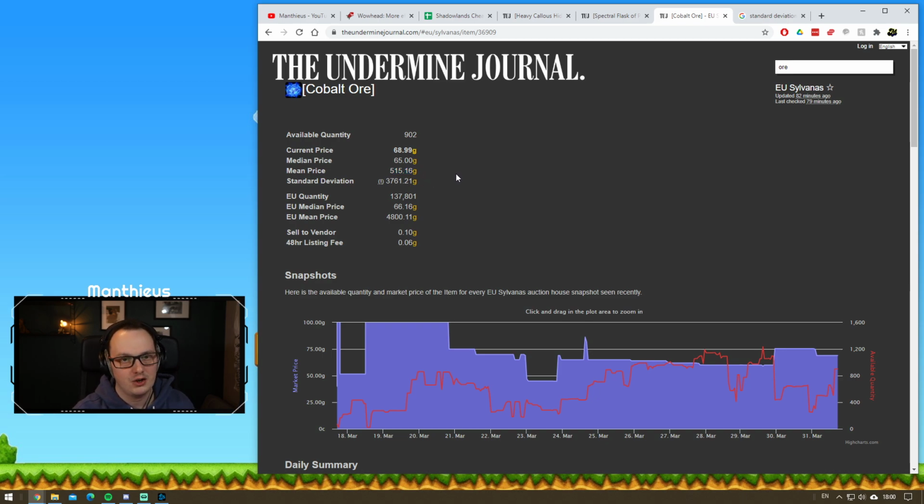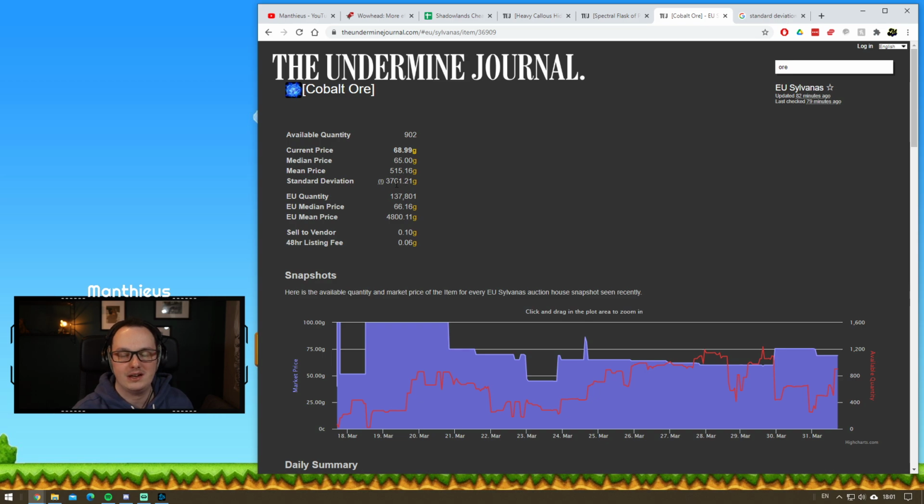Now, there are YouTubers out there that would look at this and go, what? Cobalt Ore is worth 500 gold a piece? I'm going to go gather 20 Cobalt Ore and call myself a millionaire and tell you guys you can make 50,000 gold an hour. Not really the case. Something is wrong here, right?